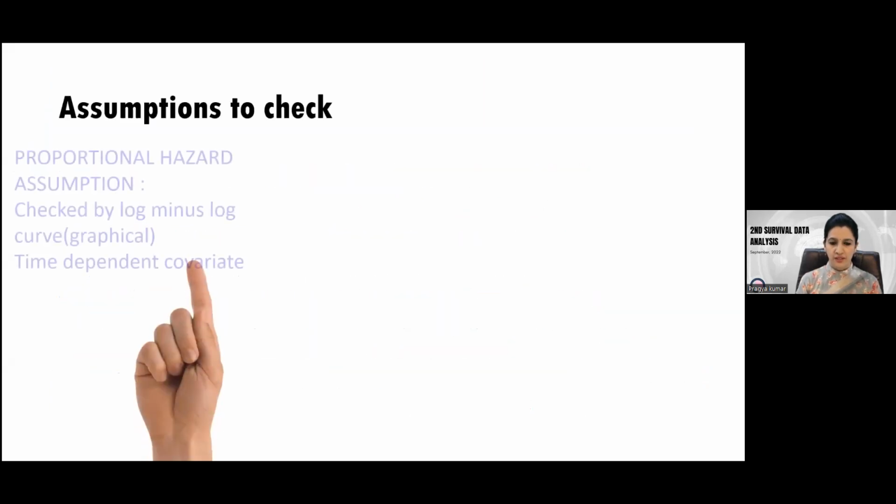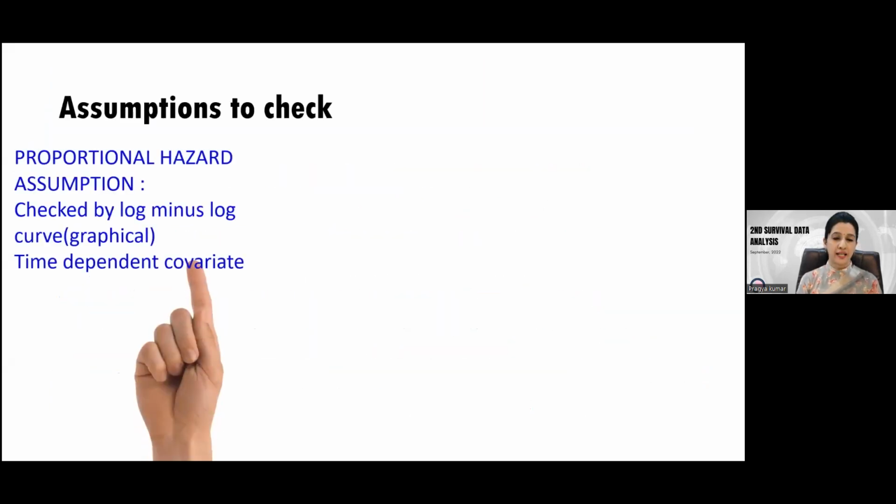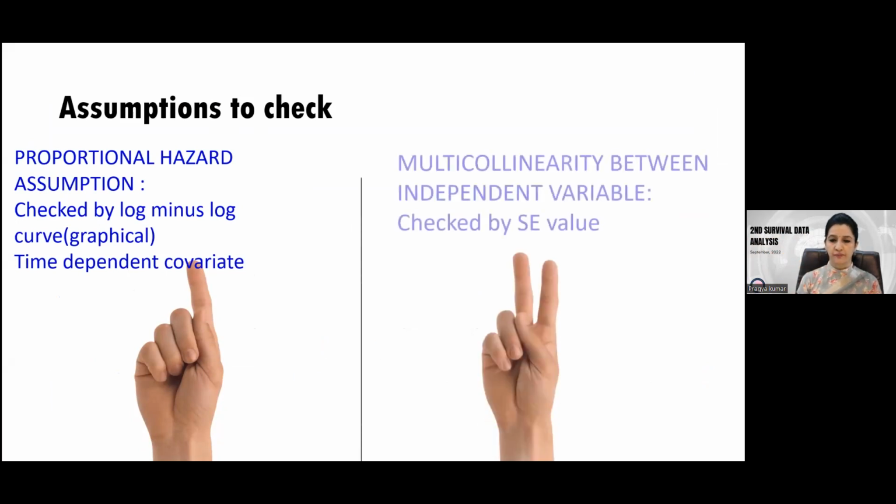So, proportional hazard, like I have written here, time-dependent covariate. If the proportional hazard assumption is not met, that means the hazard ratio is changing with time, and that ratio is not constant. And there's a way to check it. There is a graphical way, which we check by log minus log curve. And there is a time-dependent covariate.